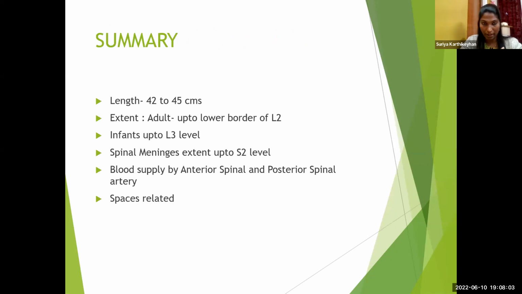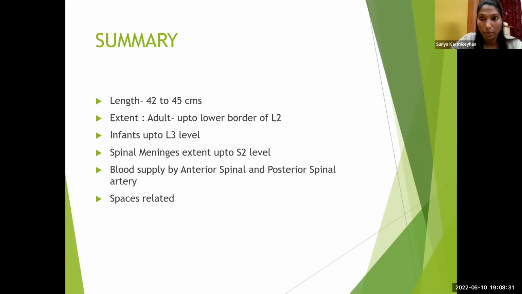So, summary of today's class: the length of the spinal cord you have to know is 42 to 45 centimeters. In adults, it extends up to the lower border of L1. Sorry, I have written it wrongly here. It is the lower border of L1. In infants, it is up to the L3 level. The spinal meninges extend up to the S2 level. Blood supply is mainly by the anterior spinal and the posterior spinal arteries. Also, we have the segmental arteries from the abdominal aorta, subclavian artery, and then descending aorta.